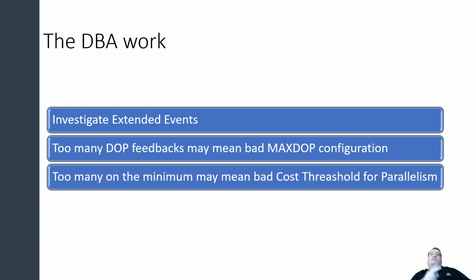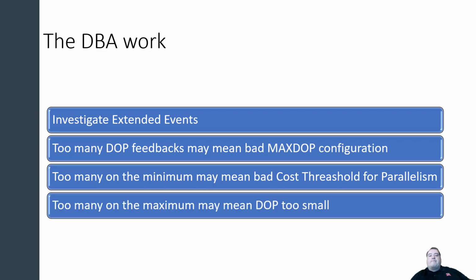Because the DOP feedback will stop at 2. Maybe these queries could even be better if they were not parallel at all. But this is a DBA decision. This is a check that the DBA needs to do. Too many queries executing on the maximum value of the max DOP may mean the DOP configuration is too small. If all the queries or too many queries are executing on the maximum max DOP, the DOP may be too small for these queries.